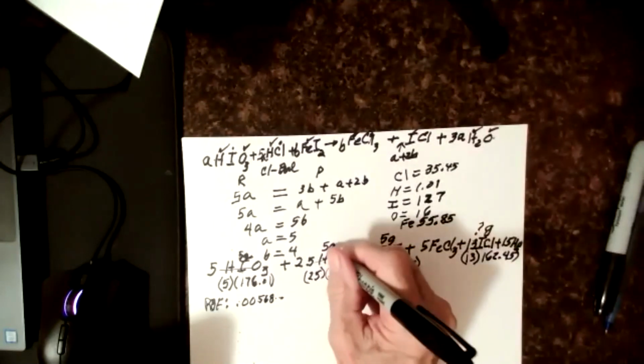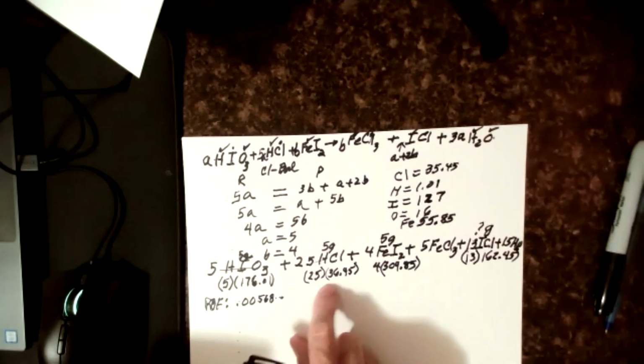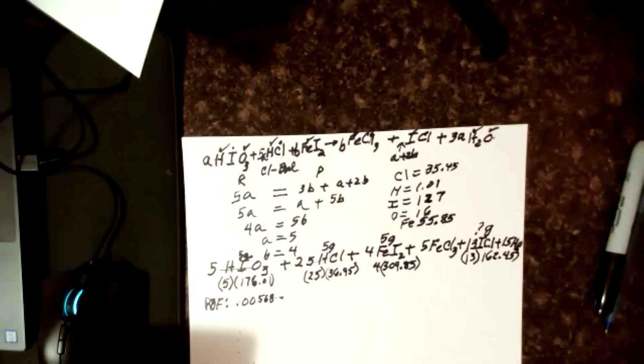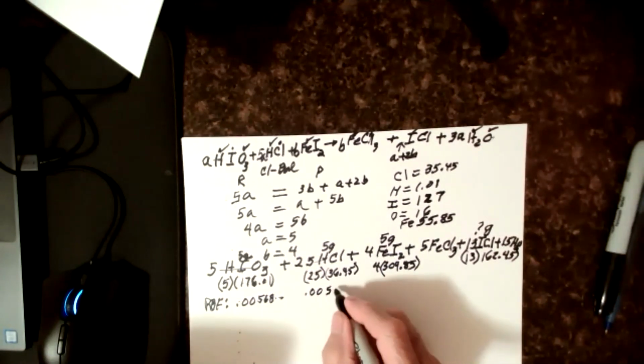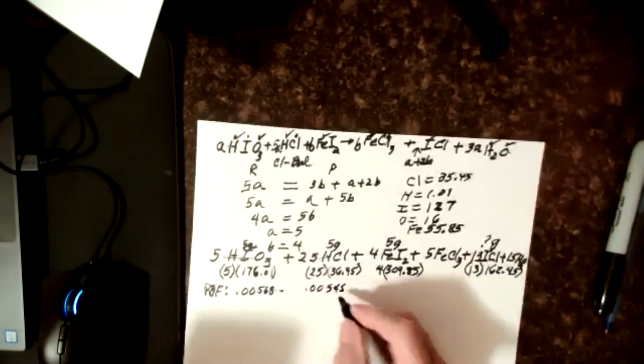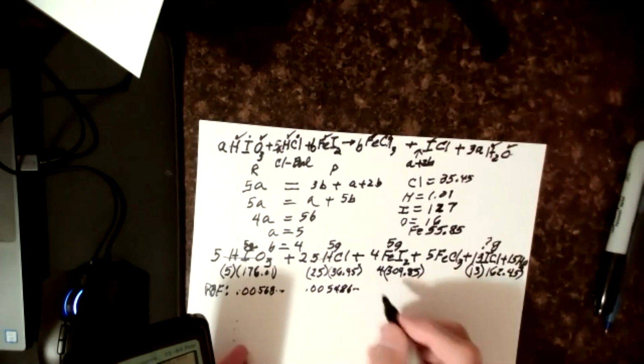Now let's do this one. 5 divided by 25, and divided by 36.45. Oopsie daisy, made a mistake. 5 divided by 25, divided by 36.45. Okay, this is 0.005486, a whole bunch of other digits.